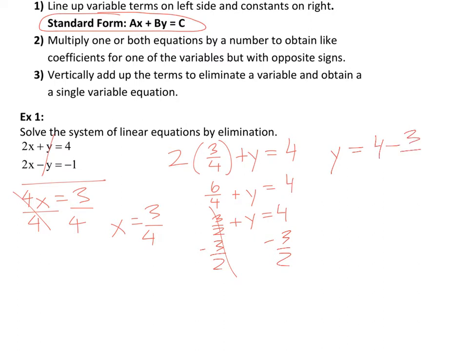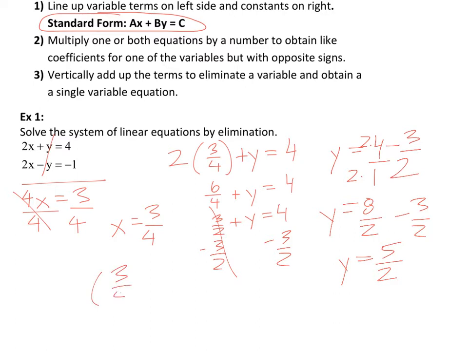I need to find a common denominator. That's 1. Multiply top and bottom by 2. So I get 8/2 minus 3/2, which is 5/2. Stating your answer as a point, we have 3/4 and 5/2. Done. On to the next example.